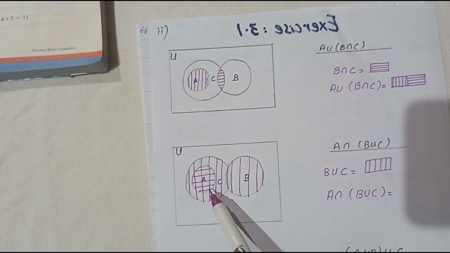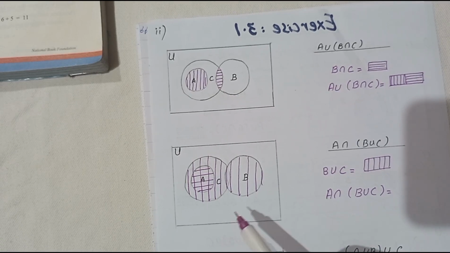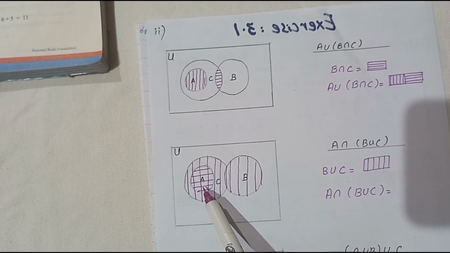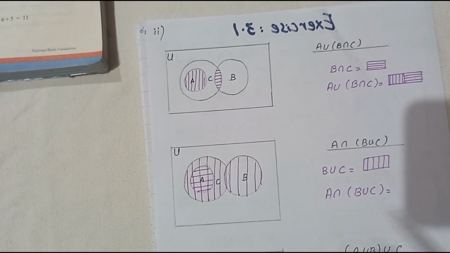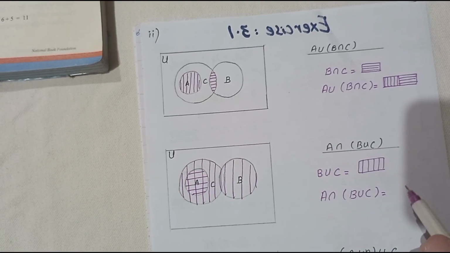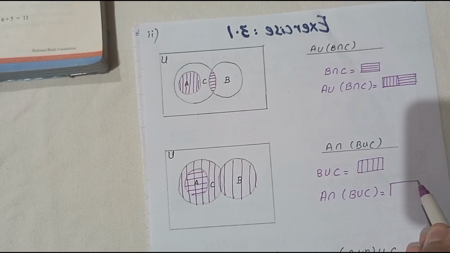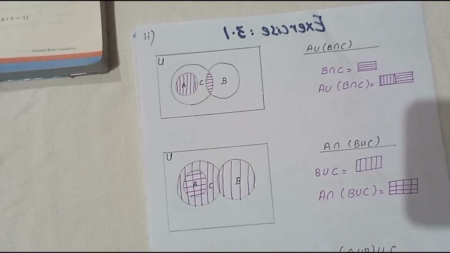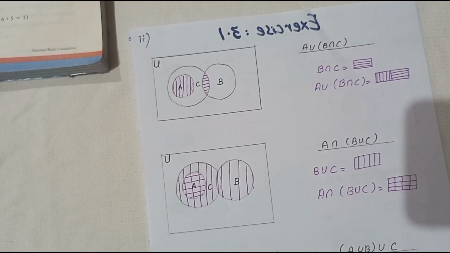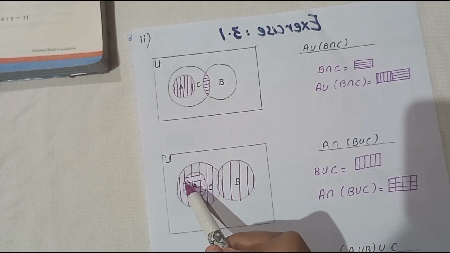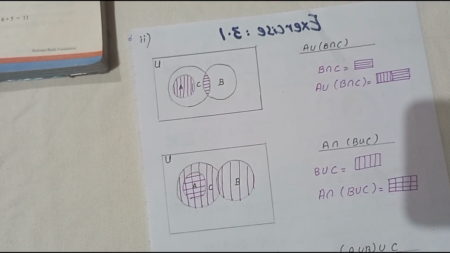As A is a subset of C, the common part between A and B union C is A part where double lines are shaded. So the only part we selected here is the double line part, which is the answer.